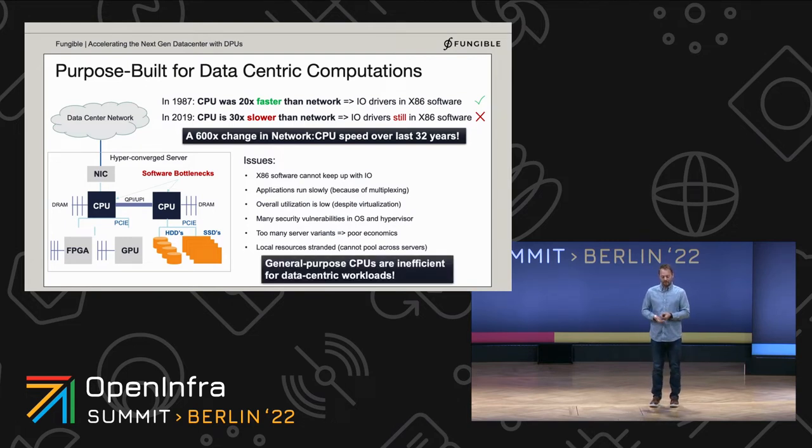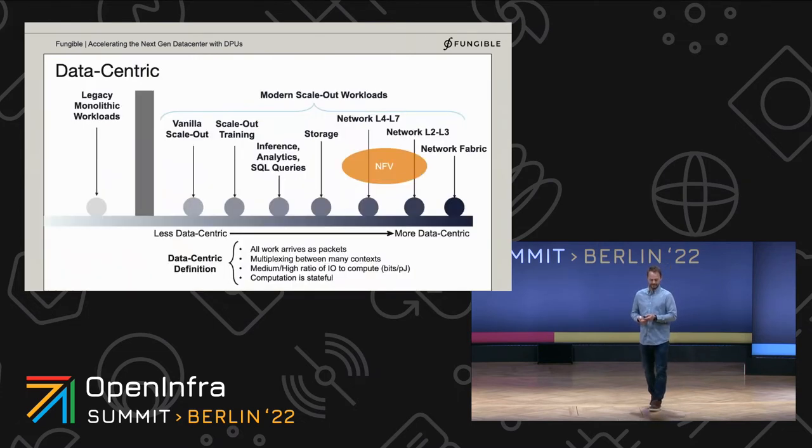And so for managing these data-centric workloads, we need a better answer. It's worth explaining a little bit our definition of what is a data-centric workload, right? Work arrives as packets, and I'm reading from the bottom here. There's a lot of multiplexing between multiple contexts in the workload. We see a medium to high ratio of I/O to compute. So this is definitely data that's moving around, and the computation is stateful.